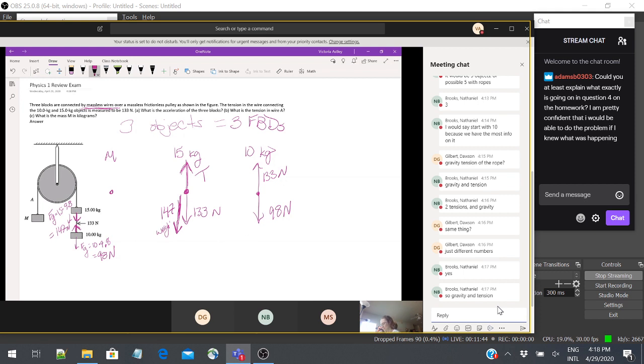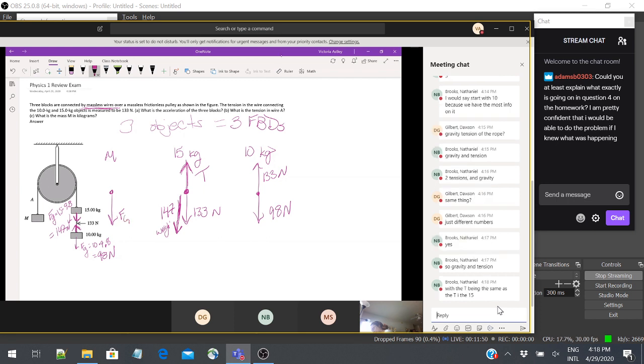Gravity and tension. Okay, so we don't know the force of gravity on this one because we don't know the mass. And we have tension.